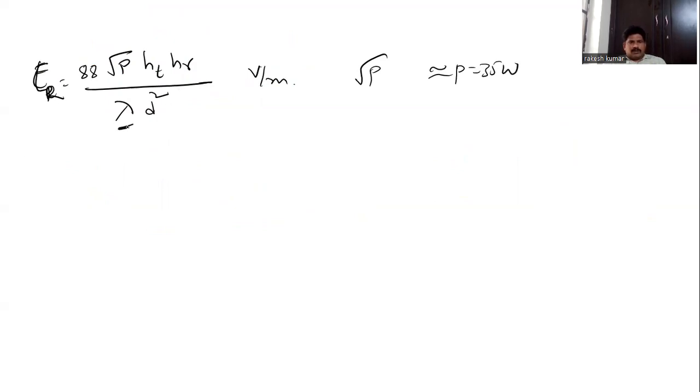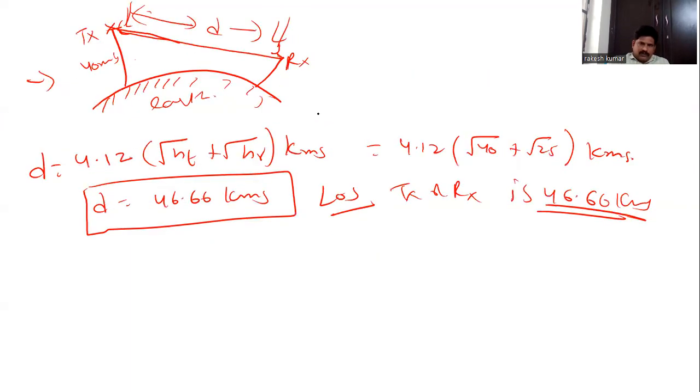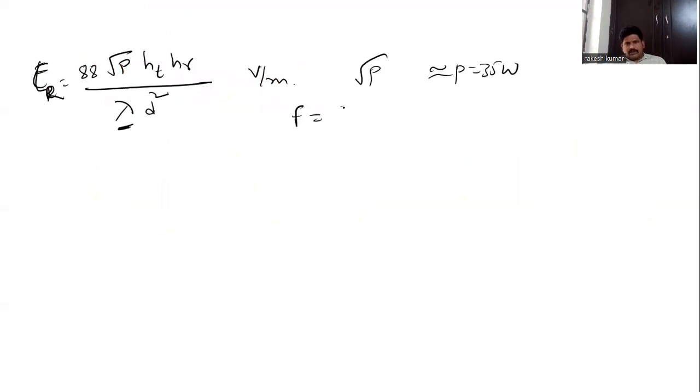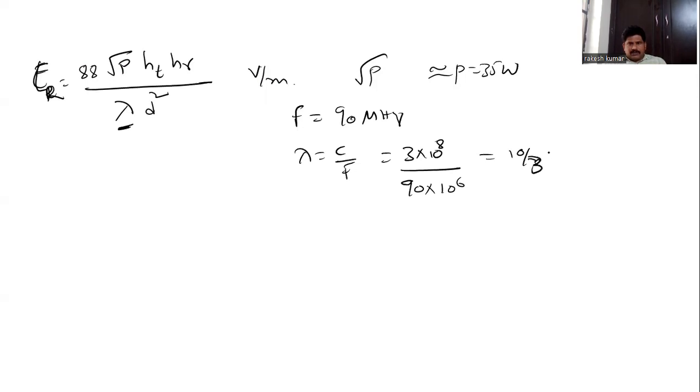Here lambda, what is the frequency they have given? The frequency is 90 megahertz. What is the value of lambda? Lambda is equal to C by f. What is the value of C? Velocity of light, 3 into 10 to the power of 8, divided by 90 into 10 to the power of 6. So it is 10 by 3 meters, which means 3.33 meters. So simply substitute all these values.